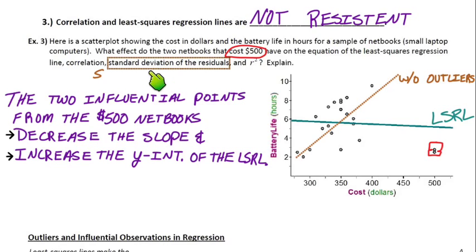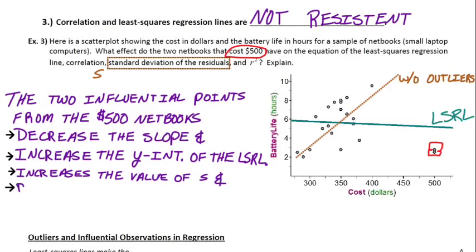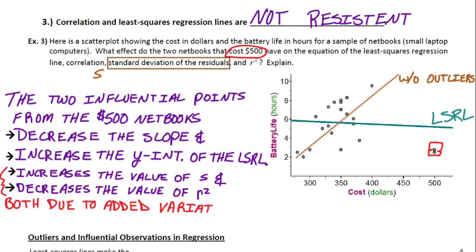In terms of S, that's the standard deviation of the residuals. It would increase the value for S because now you have a lot more variability. Instead of this grouping, and now you include these, that's a lot more variability you have to account for. And so that would also decrease the value of R and R squared. So it weakens the correlation. And both of those are just due to the added variation. So the S and R squared result, without it, much tighter grouping. With it, a lot more variation. So that's what those are due to.